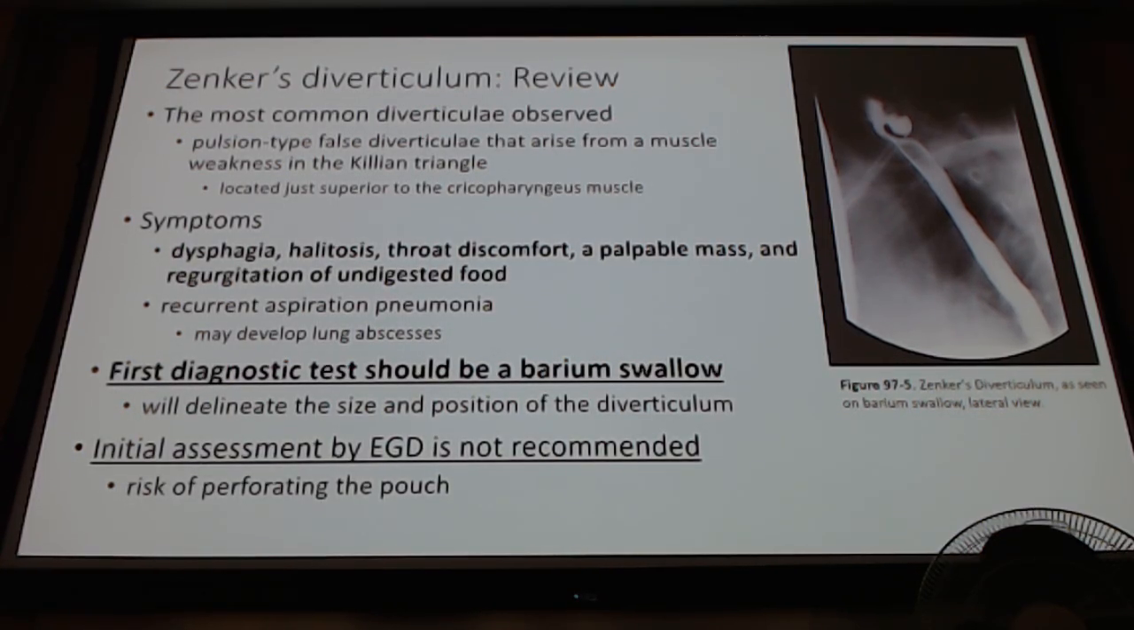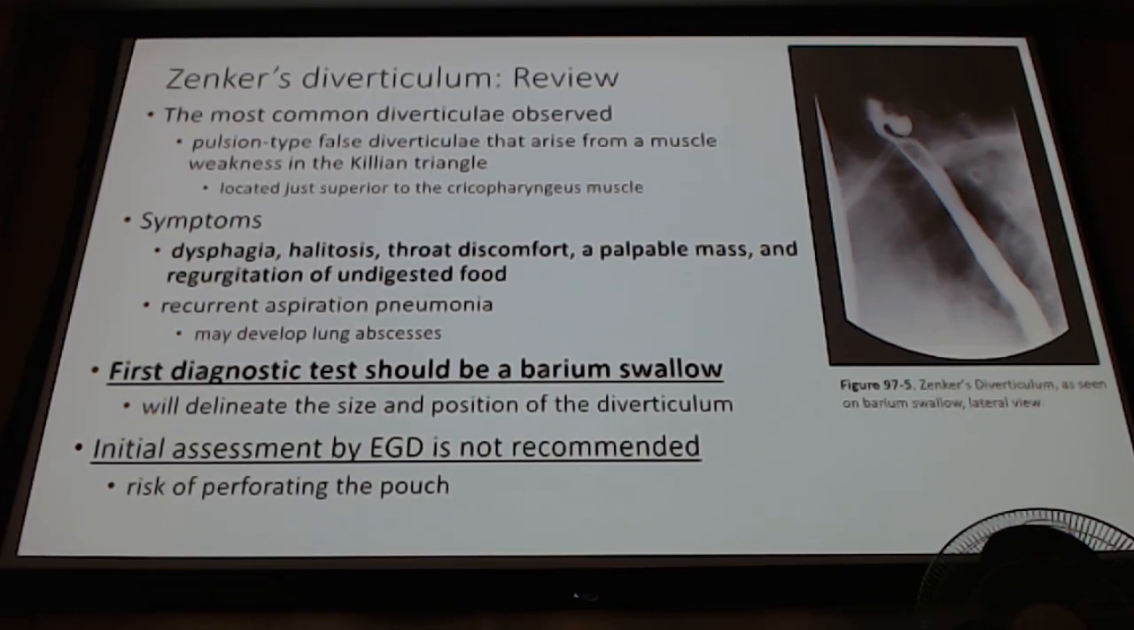Again, you've already learned this, but just to review, symptoms: dysphagia, halitosis, throat discomfort, palpable mass, and then regurgitation of undigested food. That's the biggest thing, regurgitation of undigested food. Okay? Recurrent aspiration pneumonia, you should always be thinking about this. Okay? First test, barium swallow. Okay? We are not thinking that it is a perforation, they're not sick, they're just uncomfy. Okay? So barium swallow is perfectly fine.